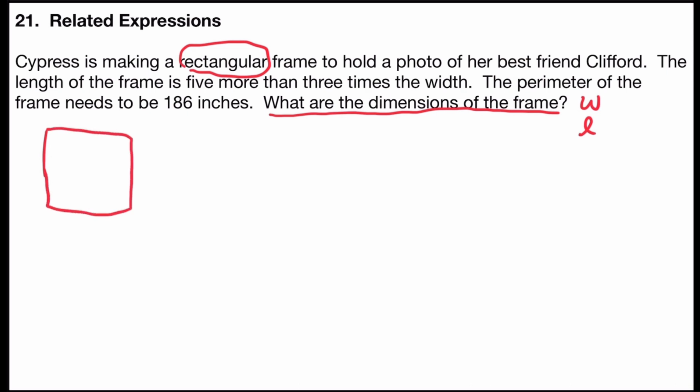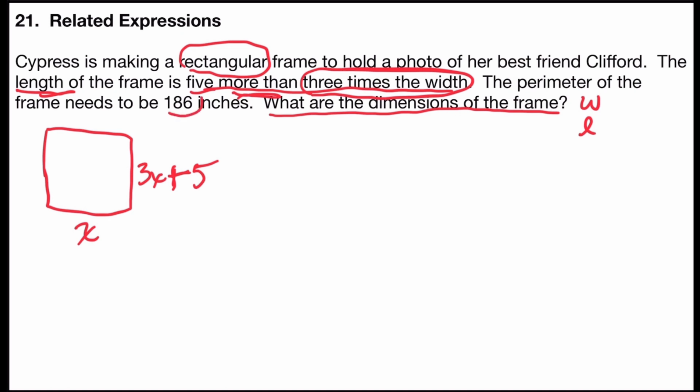I know that the length is 5 more than 3 times the width. That means that I would call the width x. And I'm going to express the length of the frame as 3 times x plus 5. That would be 3 times the width, and more than indicates addition, and I'm going to add 5 to that.